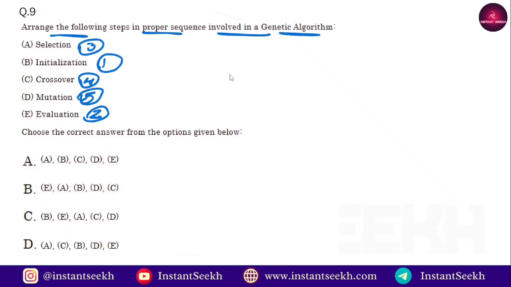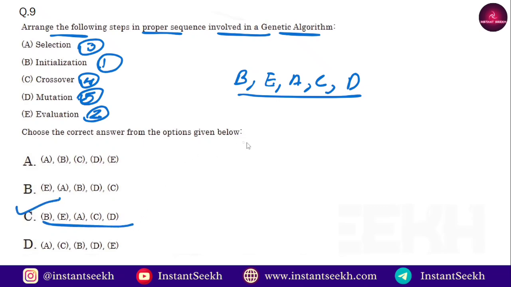So your correct sequence is B. First we do initialization, then E, evaluation, then A, selection, then C, crossover, and then D, mutation. In genetic algorithm we follow this pattern. So of the given options, your option number C matches this particular pattern. So your correct answer is C. Let's move on to the next.